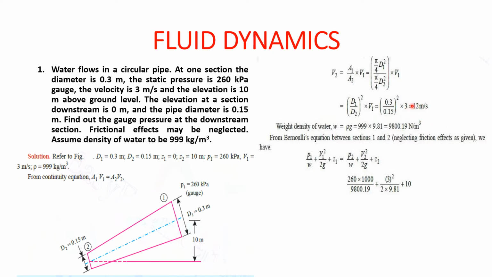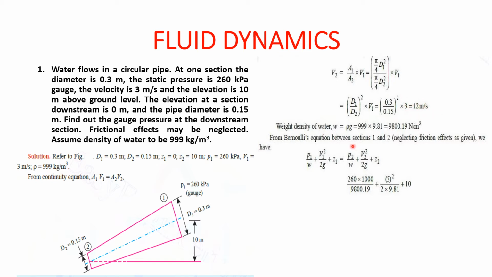So see, basically depending upon the continuity equation here, V1 was 3 because the diameter was larger, and we know that as diameter is more, velocity is less, and at the second section diameter is less, so naturally the velocity would be more, so it is 12 meters per second.